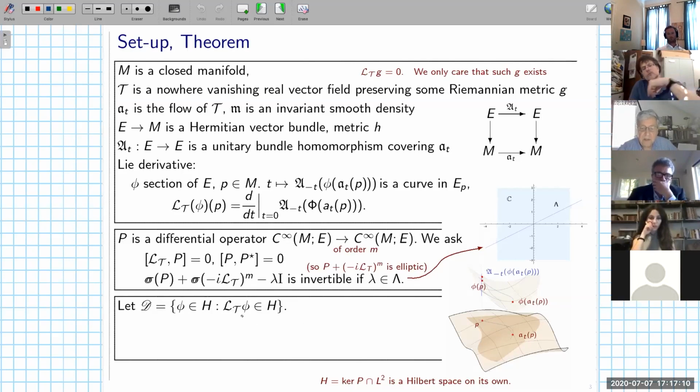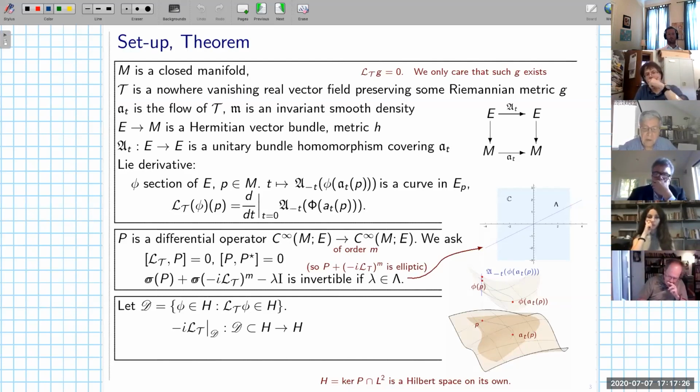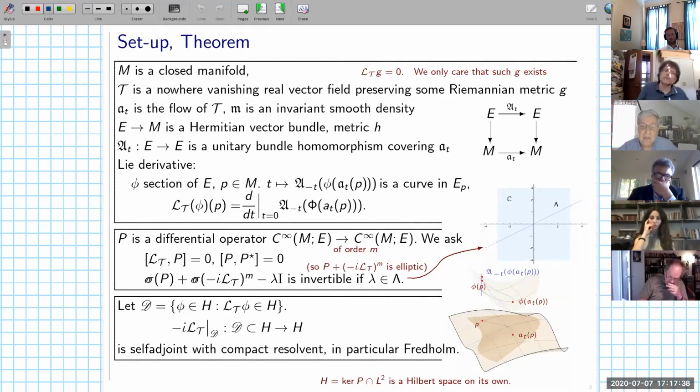So this condition is you have an element in L2, which is killed by P. You apply LT to that. You want it to be in L2 also. Once it is in L2, it's also in H automatically because of the commutativity. You get an operator like that, and then the statement is that this operator is self-adjoint with compact resolvent, in particular Fredholm. Okay, so what has this to do with the circle bundles?